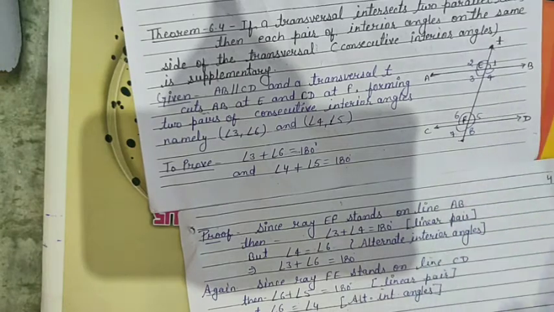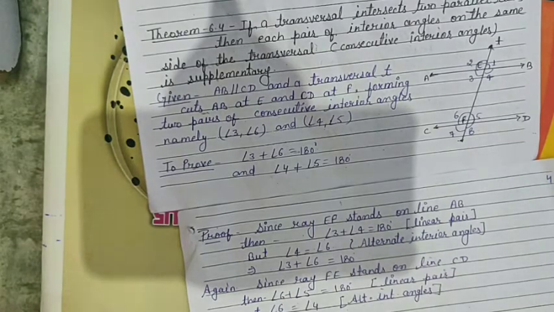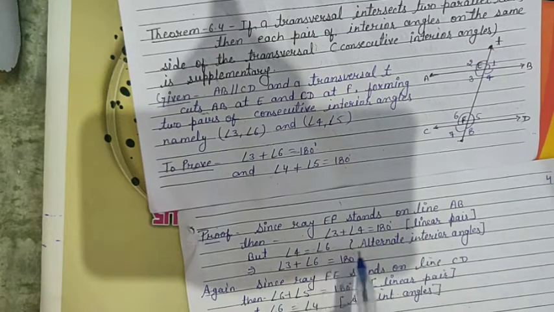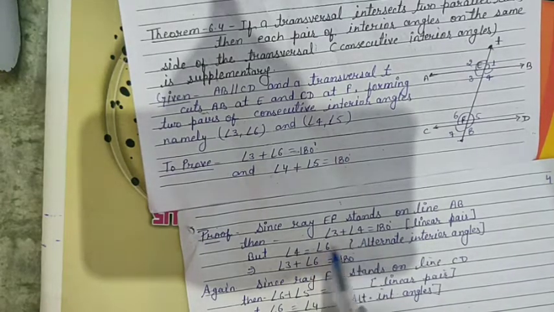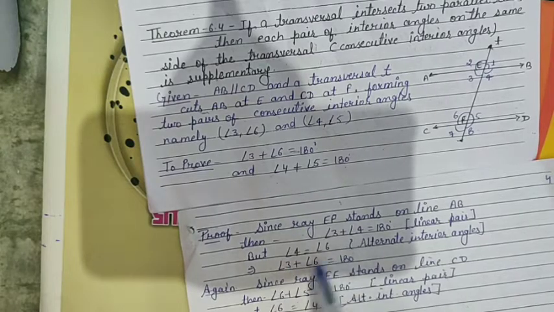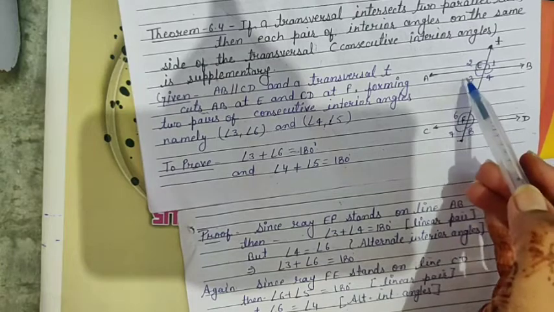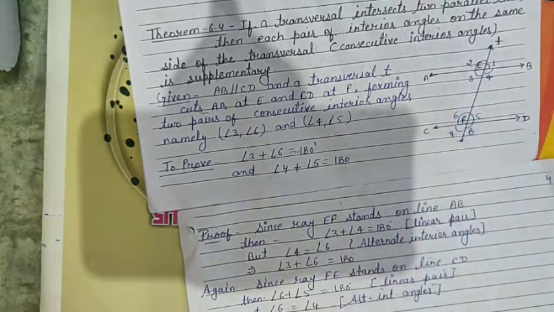Angle 3 plus angle 4 equals 180 degrees by the linear pair property, and angle 4 equals angle 6 by the alternate interior angles property. So when I replace angle 4 by angle 6 in this equation, I get angle 3 plus angle 6 equals 180 degrees. This proves that consecutive interior angles are supplementary.